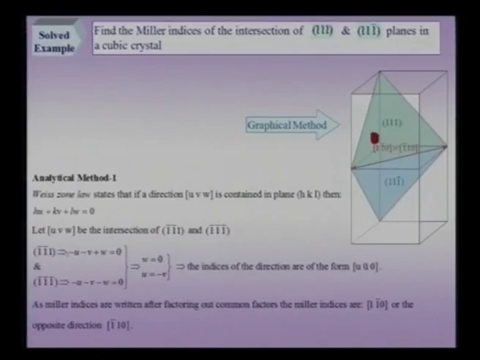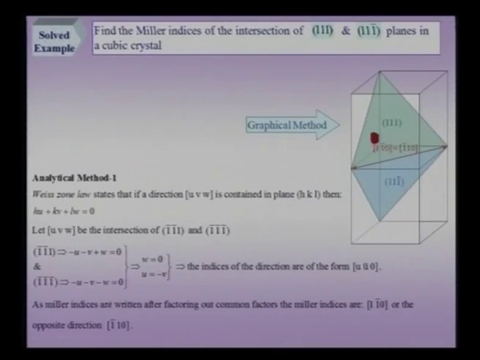So as far as the intersection with respect to the (1 bar 1 bar 1) plane, it is minus u minus v plus w equal to 0. Intersection with respect to the (1 bar 1 bar 1 bar) plane will give you minus u minus v minus w equal to 0. Solving them simultaneously, I will find w equal to 0 and u equal to minus v. So the indices of the direction are of the form [u u bar 0]. Of course, when I write Miller indices, I always factor out the common factors, so I can write it as [1 bar 1 0], and as I see the negative of this direction also is a valid choice, so it will be [1 bar 1 0].